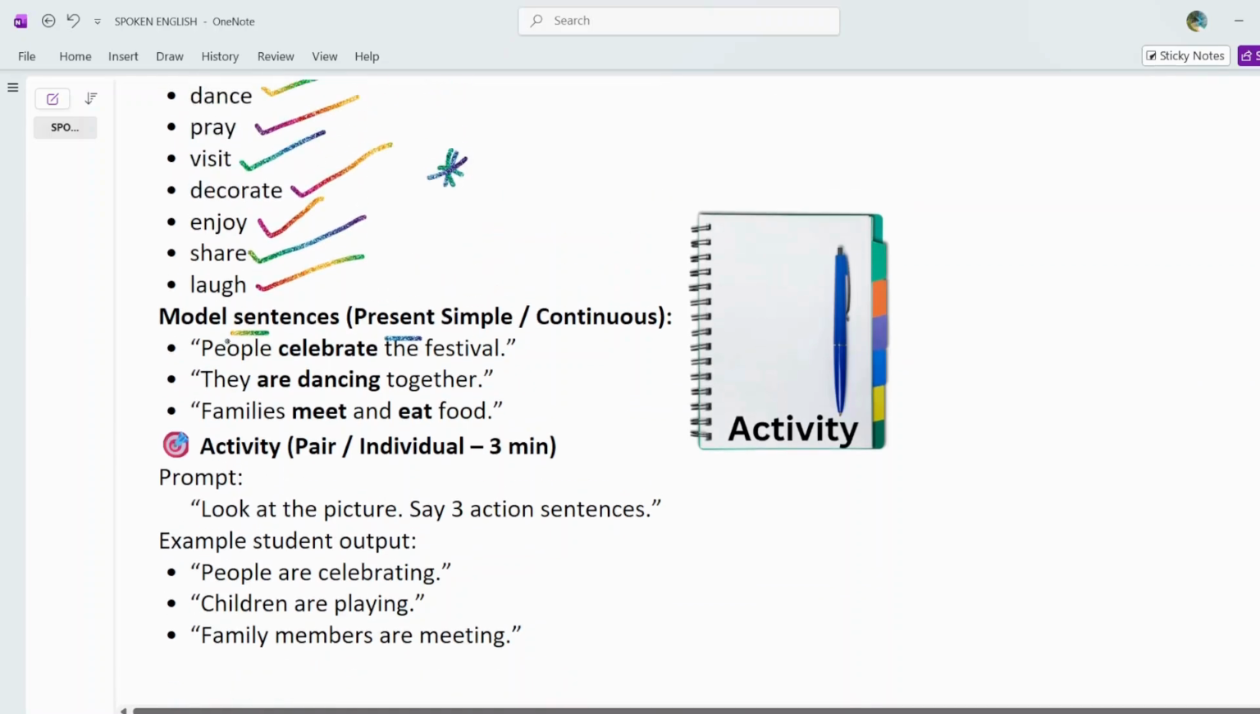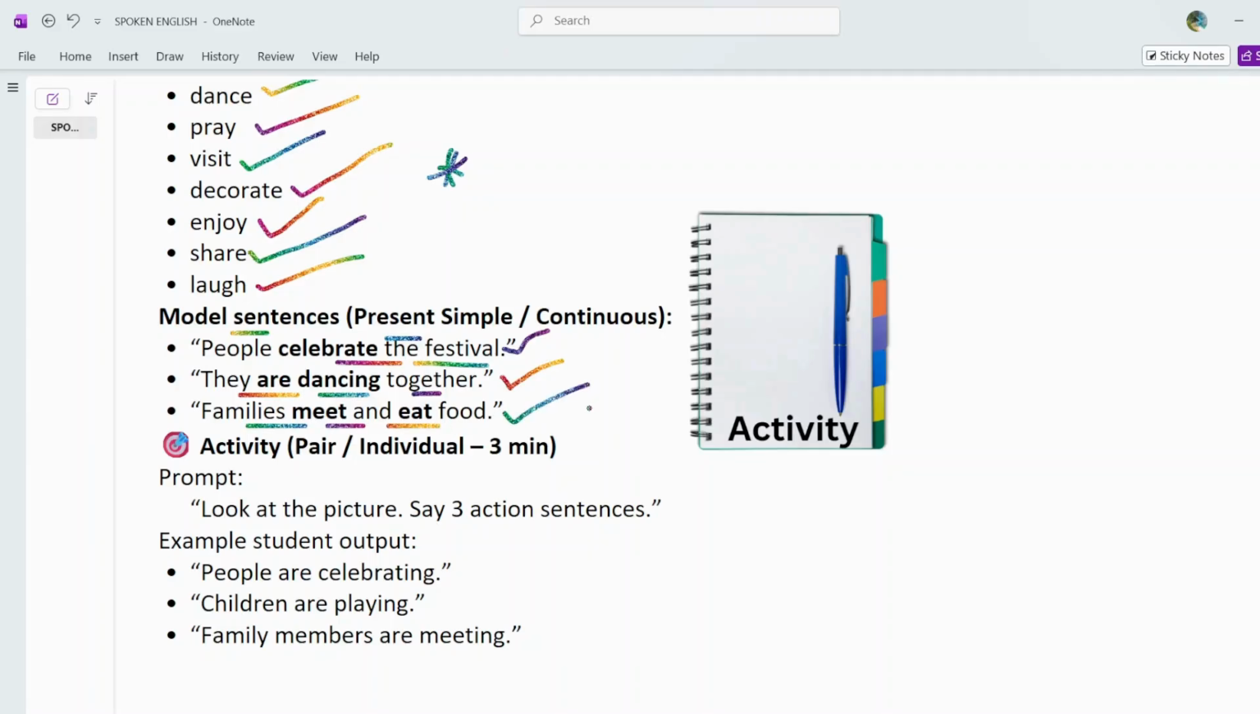Now let's look at some model sentences. People celebrate the festival. Okay, this is simple present. They are dancing together. This is present continuous. Families meet and eat food. So obviously this is simple present. Okay, meet and eat. This is something that's happening in the present time.